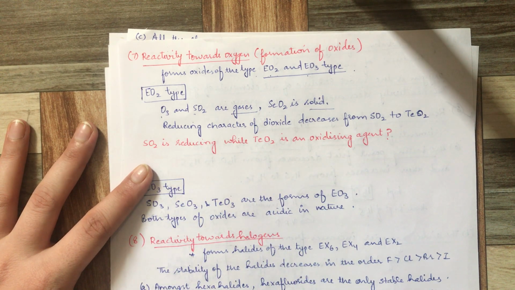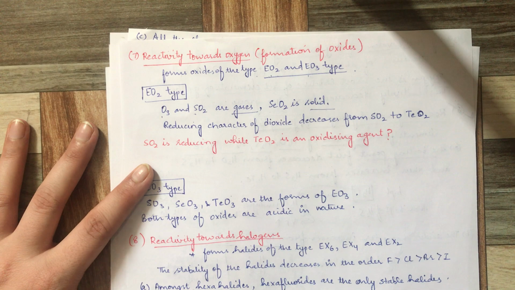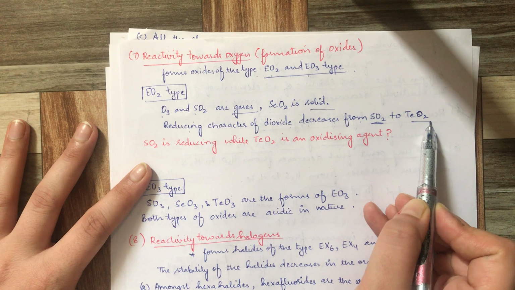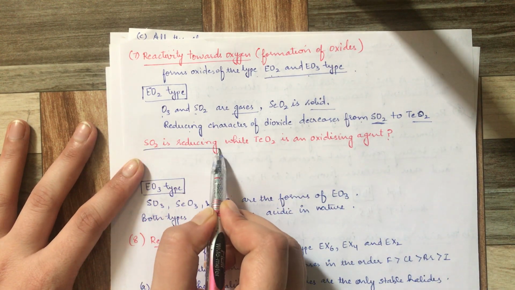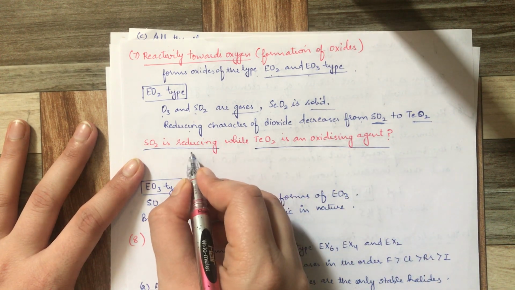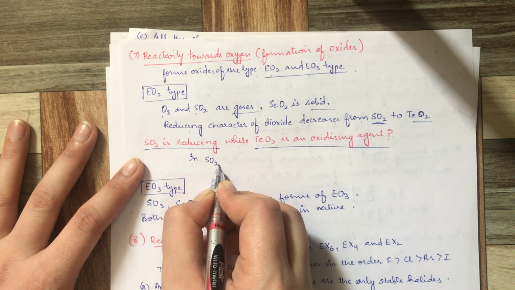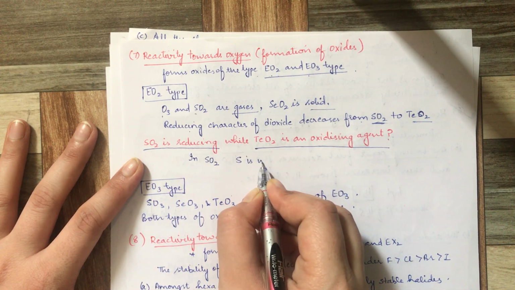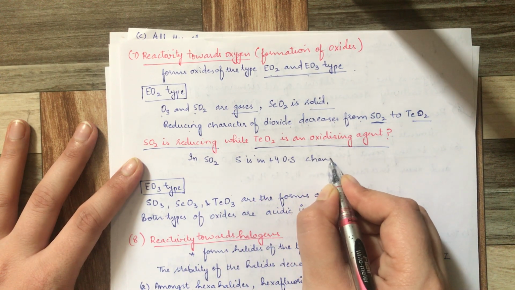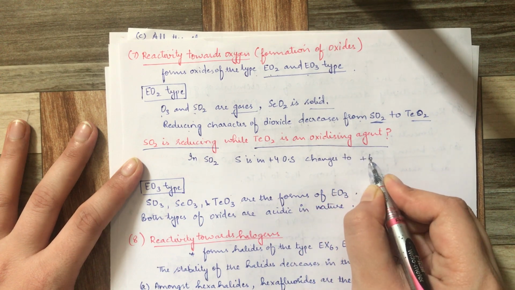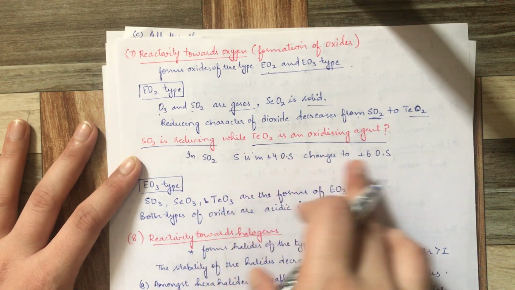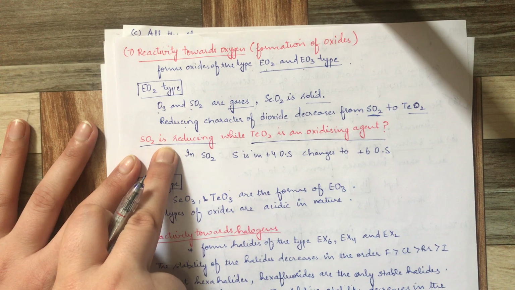Very important thing here, the inert pair effect will be valid. Reducing character of dioxides decreases from SO2 to TeO2. SO2 is reducing, whereas TeO2 is an oxidizing agent. Why? See, in SO2, sulfur is in +4 oxidation state. It quickly changes to +6 oxidation state because +6 is more stable. So if it itself gets oxidized, it will act as a reducing agent.